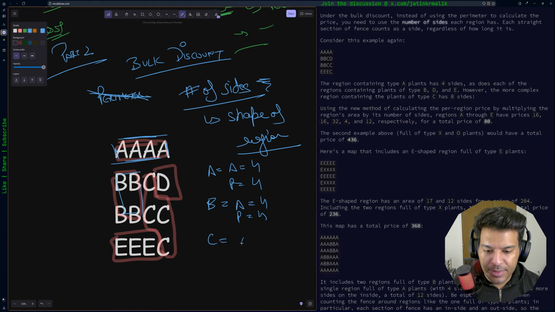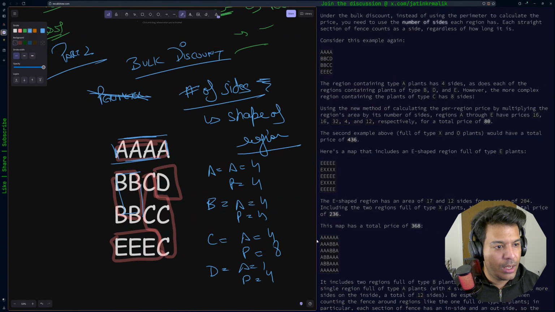For C, it becomes interesting because the area is 4, but the perimeter in this case is 1, 2, 3, 4, 5, 6, 7, and 8. Is that correct? Yeah, C has 8 sides. And for D, the area is 1 and the perimeter is 4. And then for E, the last one, the area is 3 and the perimeter is still 4.